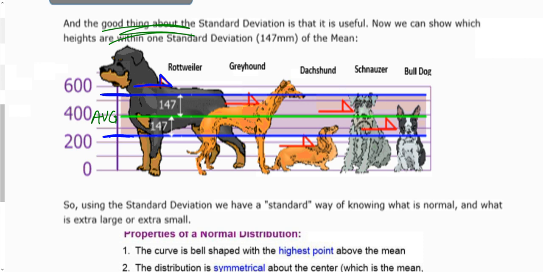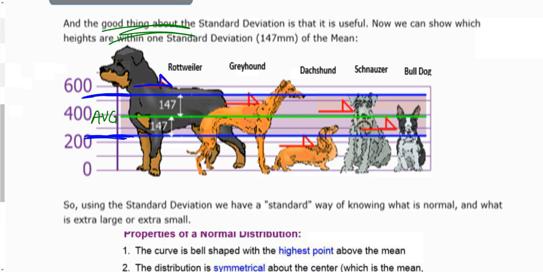So it's normal for a dog to fall in between these two blue lines. Anything above it is considered large. Anything below it is considered small. Now your standard deviation, because I told you earlier that there is a way to calculate it, we don't calculate it, we just use the information that they give us to talk about all the percents and stuff like that. So you're going to see that here in a second.